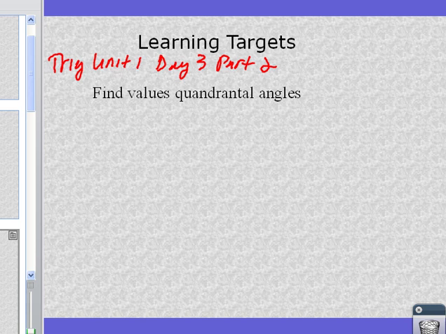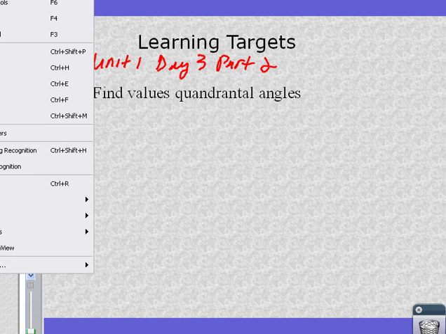All right, we are finishing up day 3. Today we're going to be filling out the trig sheet, which is the big sheet that has all the trig ratios for all the possible special triangles from 0 to 360 or 0 to 2 pi. We learned most of what we needed to do to fill it out last time. This time we are just going to add our quadrantal angles.